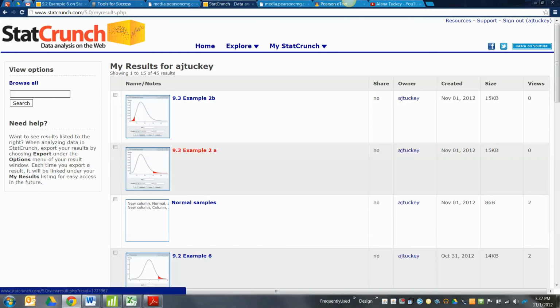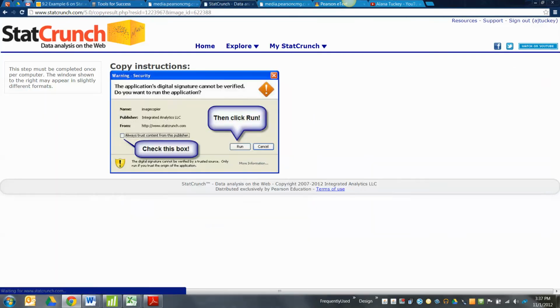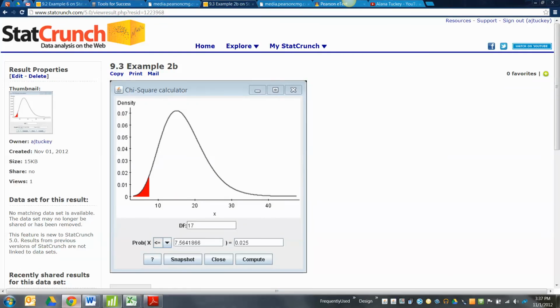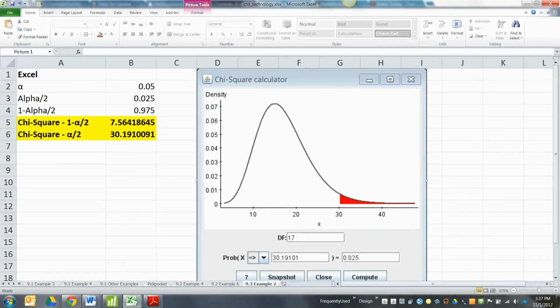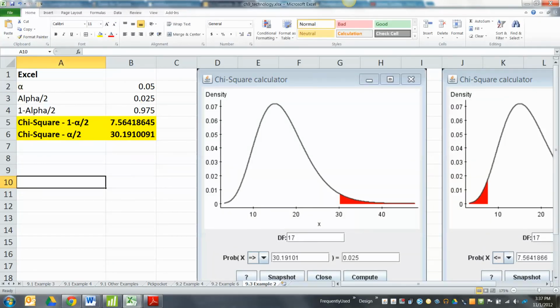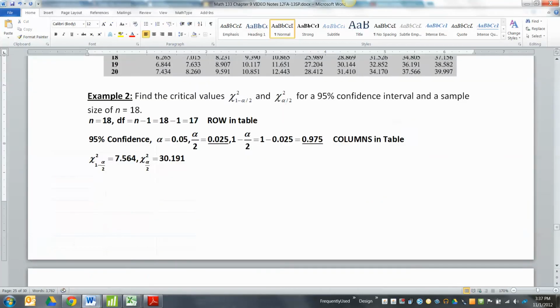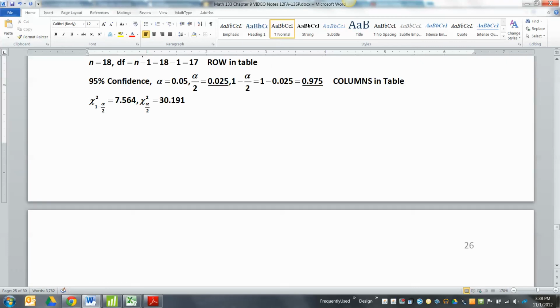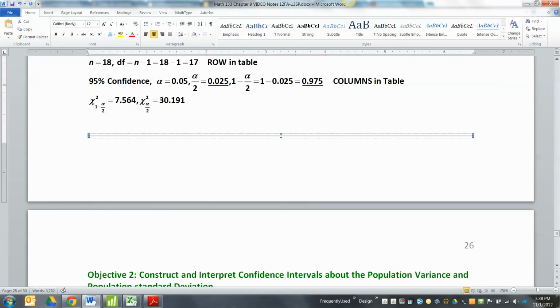All right, I'm going to copy and paste these. I'll be right back. It's the old copy thing. I copied the second one, and then I'm going to paste it in here. And there you go. So now I've proven it with StatCrunch with these pictures and with Excel, and we've learned how to find chi-square values. All right, we will stop right here, and we'll meet up next time for actually constructing the confidence interval. See you then.